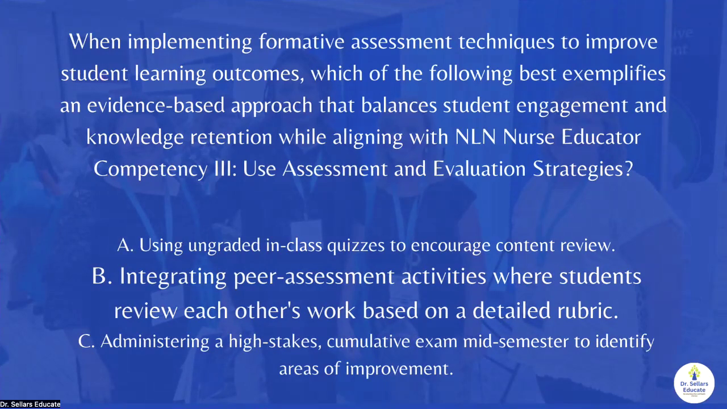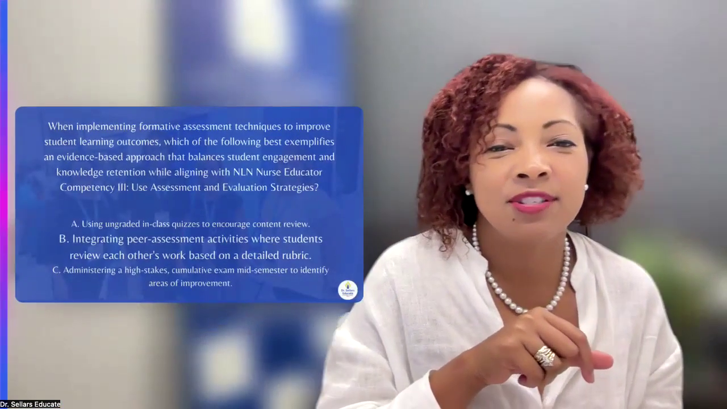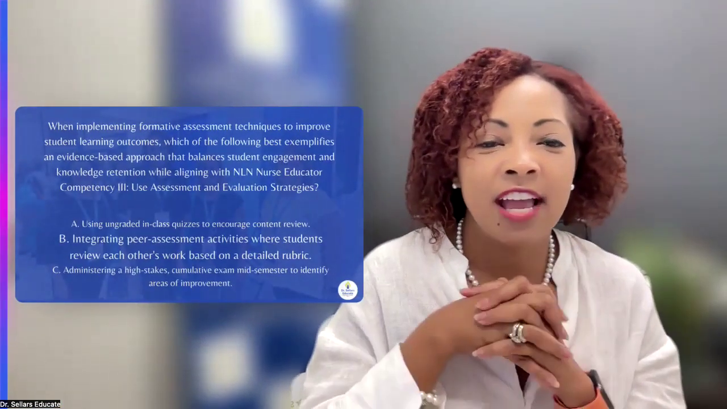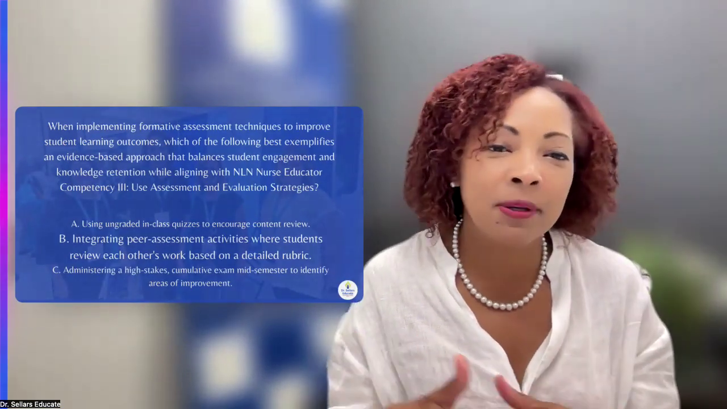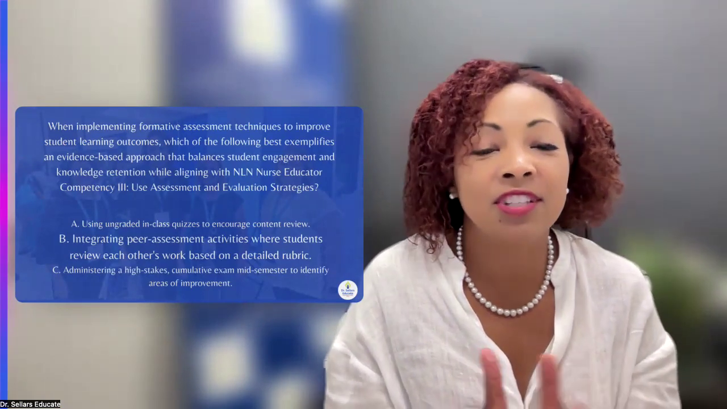Okay, so thought-provoking question as we wrap up. B is the correct answer: integrating peer assessment activities where students review each other's work based on a detailed rubric. Okay, so how many of you chose the correct answer? Go ahead and put it in the chat if you're live. If you're watching this when it didn't launch live, then still put it in the chat. We want to hear from you all. Did you get the answer correct?